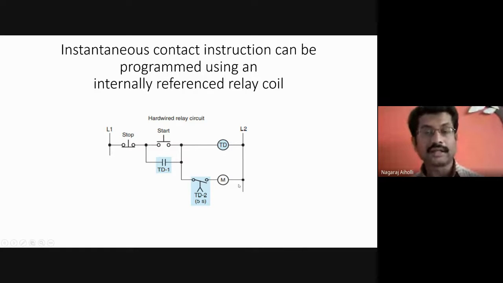Reference means the addressing is done in such a way that the instantaneous contact always activates the time delay contact first, and then it may activate the timed contact. The instantaneous contact's first task is to activate the time delay contact. This is activated first, and we get the instantaneous output. Then after 5 seconds, the timed contact is activated, and the motor coil will be energized. The motor will be turned on. This is the relay circuit for the instantaneous contact instruction, which can be programmed using an internally referenced relay coil.